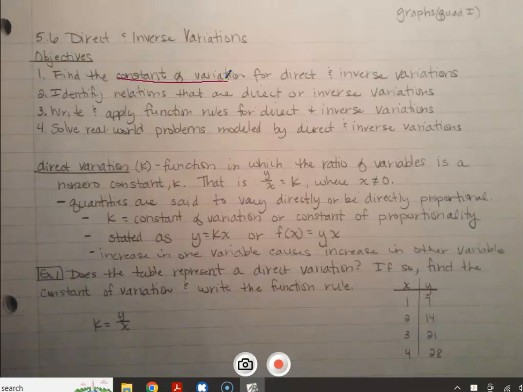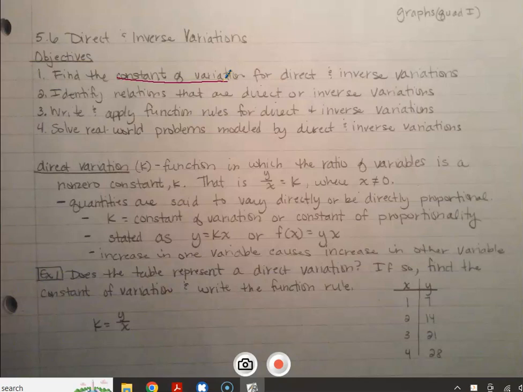Objective 2, we're going to identify relations that are direct or inverse variations. We're going to write and apply function rules for direct and inverse variations. And 4, we're going to solve real-world problems modeled by direct and inverse variations.